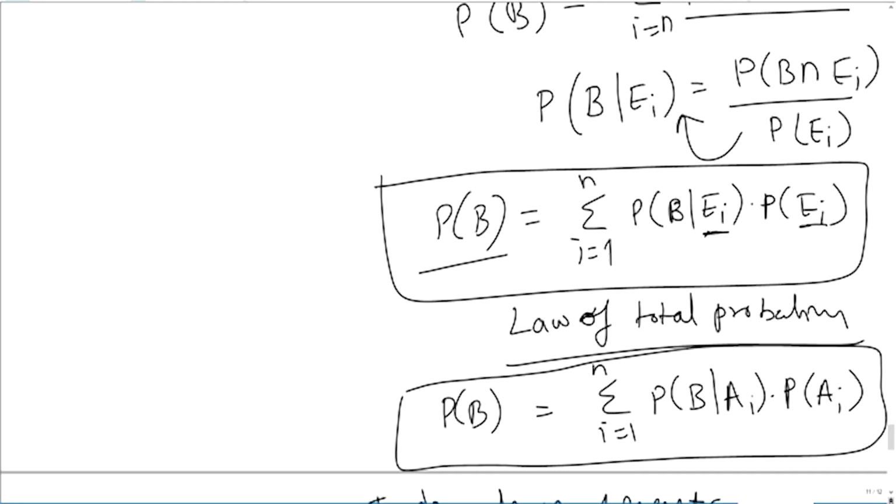Okay. All right, so I will stop here. In the next lecture, we will talk about Bayes theorem using these concepts of the law of total probability, conditional probability and the independence of events. Okay. All right. Thank you very much.